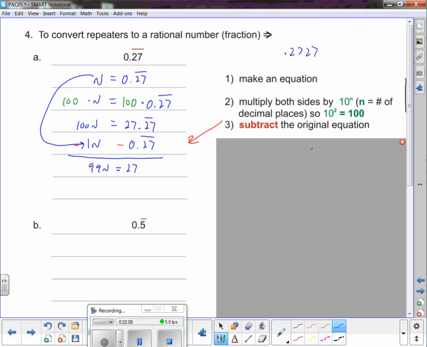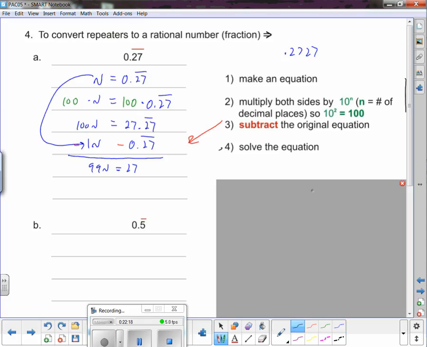Because remember, we're trying to get rid of the decimals. Okay. Again, I know that's a little tricky. I understand that. The last thing you do, number 4 now, is solve this equation. How do we move the 99? Somebody tell me how to move this 99. Kristen, sorry. Divide both sides by 99, right?